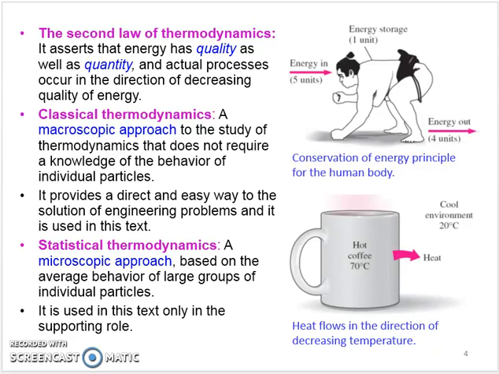Thermodynamics is classified into two types: classical and statistical thermodynamics. Classical thermodynamics is a macroscopic approach to the study of thermodynamics that does not require knowledge of the behavior of individual particles. Statistical thermodynamics is a microscopic approach based on the average behavior of large groups of individual particles.